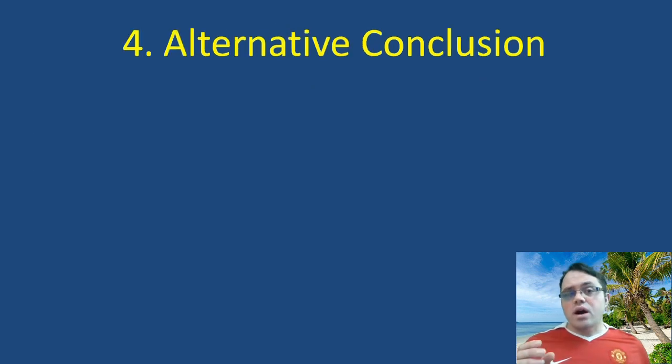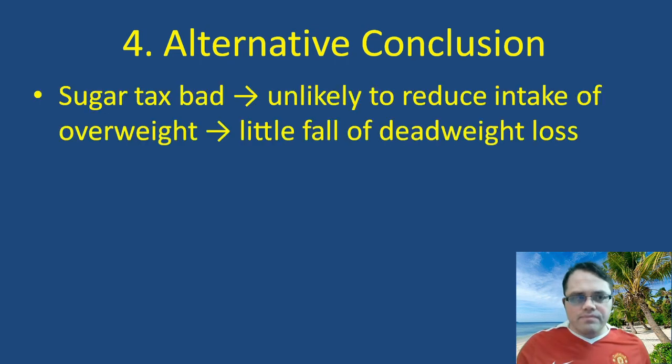So that's why you could argue that the sugar tax is good, and here is why you could say it's bad. The sugar tax is bad. Why? Because it's unlikely to reduce the intake of the overweight and will have little effect on their weight loss. This is a little bit of repetition, but I think that's unlikely, and we can develop that a little. We could say people who are overweight probably have a greater preference for fizzy drinks, so even with the price being higher, they're going to be more willing to consume it.